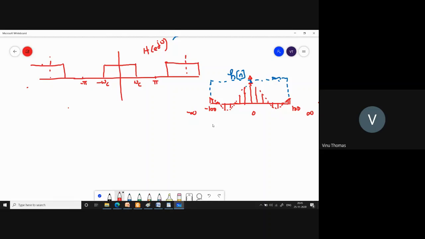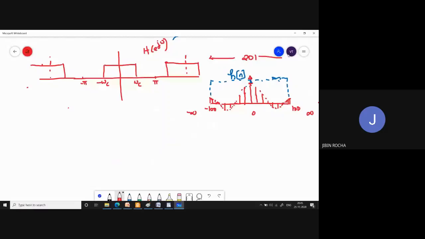H of n, 200 samples. I've taken a window. So h of n will have how many samples? This truncated h of n will have how many samples? 200, 201, including that 0. 201 samples, right? From minus 100 to plus 100.